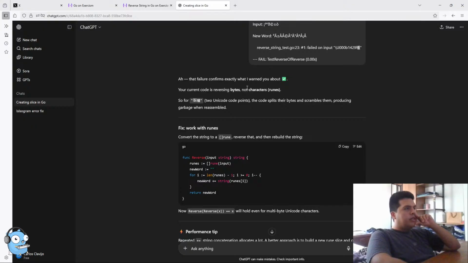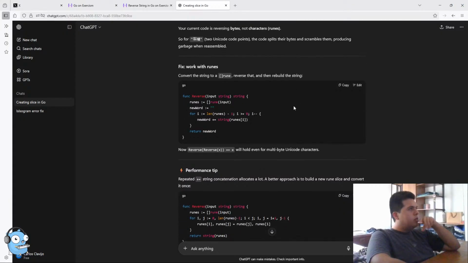Ah, the failure confirms exactly what I warned you about. Your current code is reversing bytes, not characters. Boom. So for these two things, two Unicode code points, the code splits their bytes and scrambles them into garbage when we assemble. Okay, like Chinese characters, Japanese characters, and other stuff like maybe Georgian and Arabic.